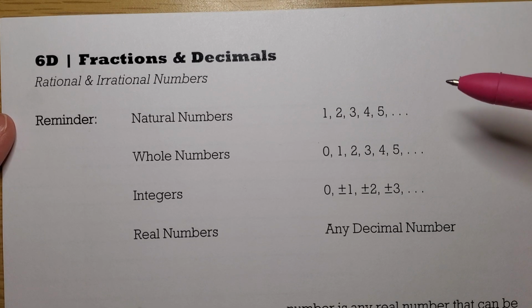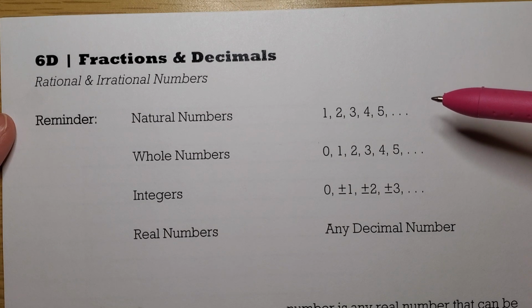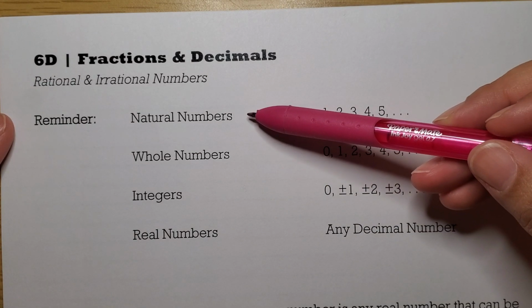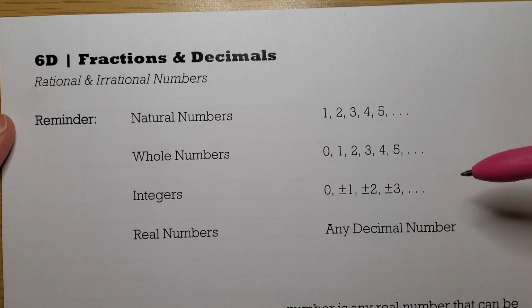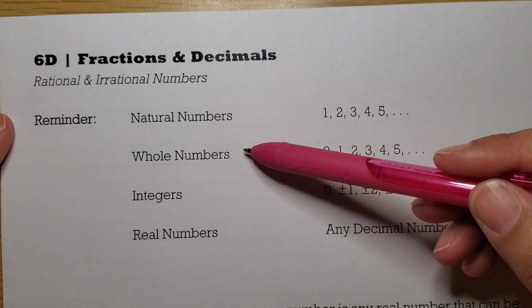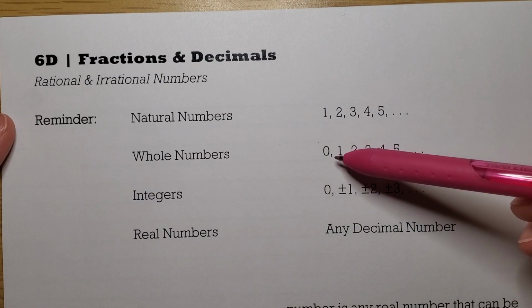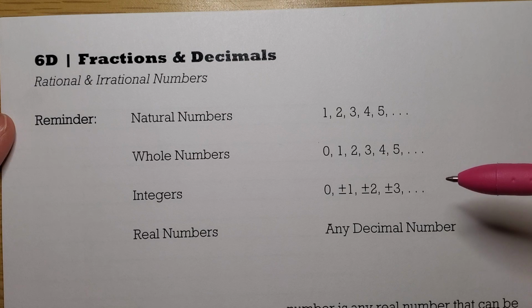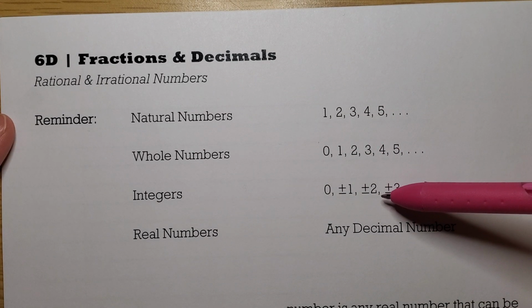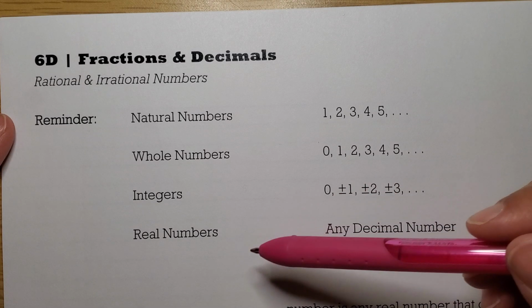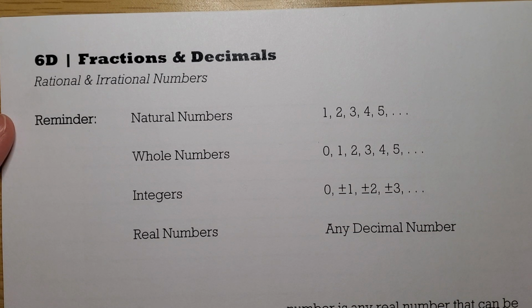We began with natural numbers and whole numbers. So natural numbers are the numbers you start naturally counting when you're young, so 1, 2, 3, 4, 5, and so on. The whole numbers are the same as the naturals, but they toss 0 in as well. The integers are the same as the whole numbers, but then they toss in the negatives. And the real numbers are any number that's a decimal. So like 5.6 or negative 2.8.